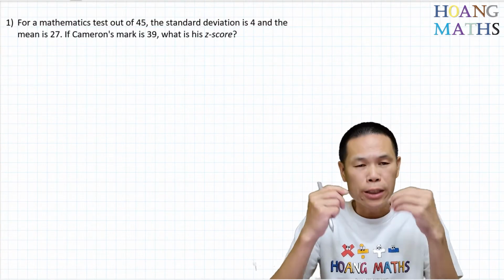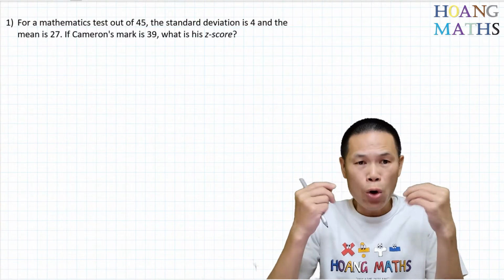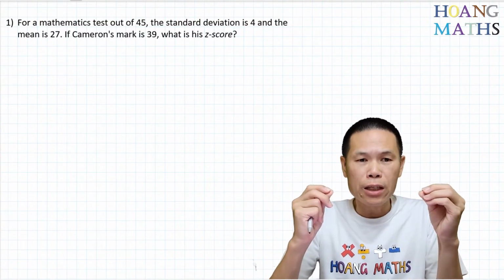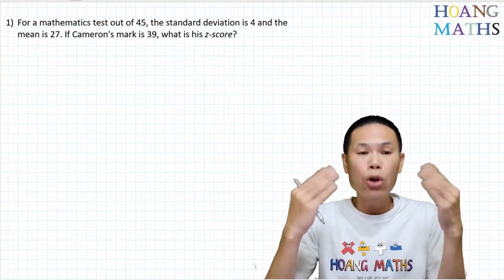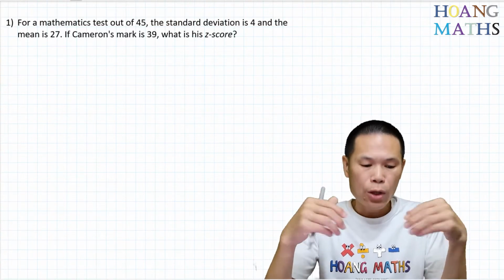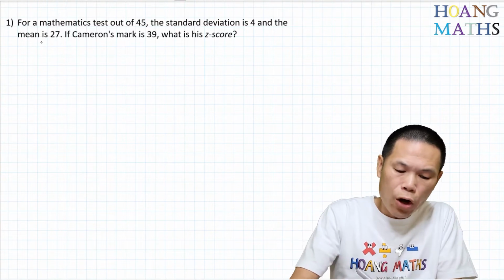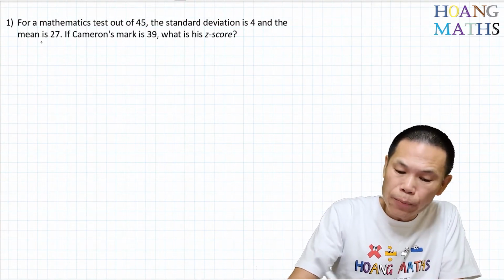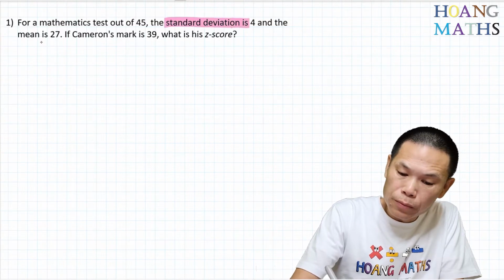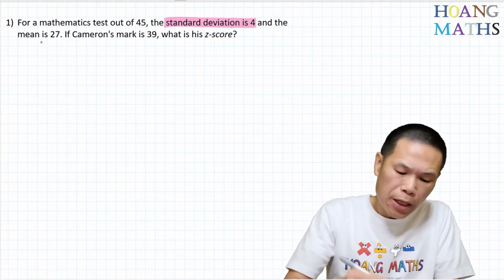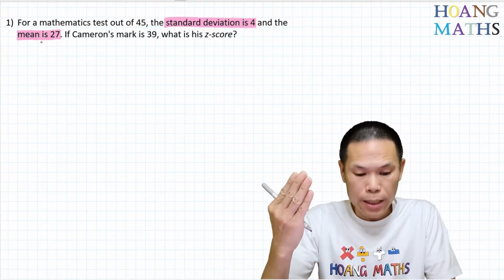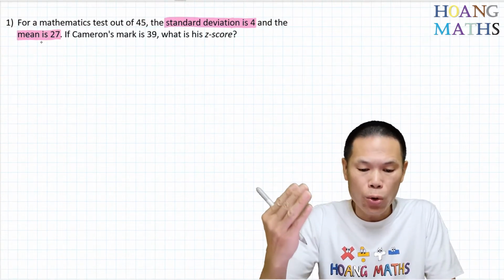So we know that the Z-score is equal to the raw score, the actual score, minus the mean over the standard deviation. So let's just go through a couple of examples. First of all, for a mathematics test out of 45, the standard deviation is 4, and the mean is 27. If Cameron's mark is 39, what is his Z-score?